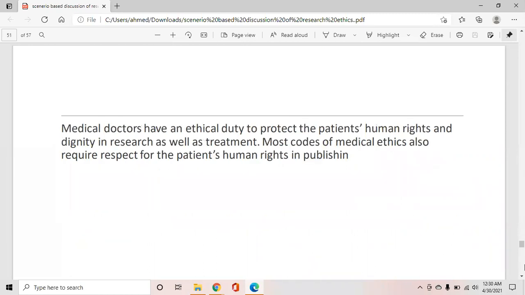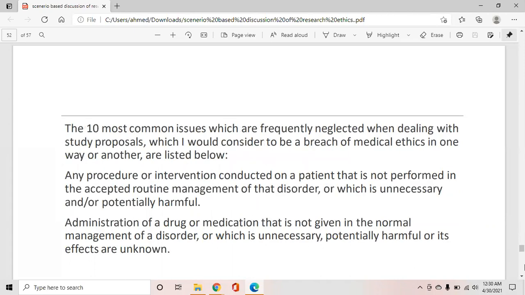Medical doctors have an ethical duty to protect the patient's human rights and dignity in research as well as treatment. Most codes of medical ethics also require respect for the patient's human rights in publications. Here are 10 of the most common issues which are frequently neglected when dealing with study proposals, and which are mostly considered to be a breach of medical ethics in one way or another.